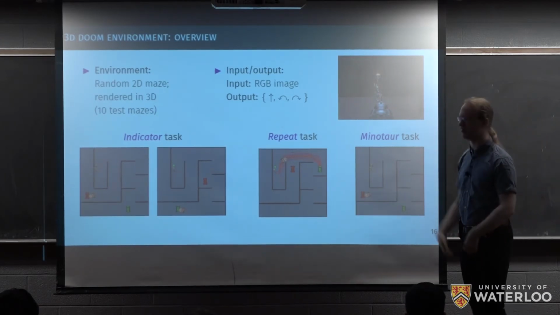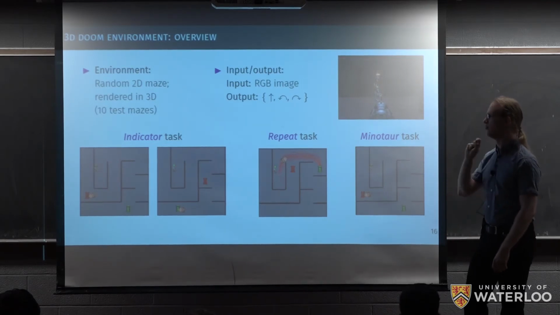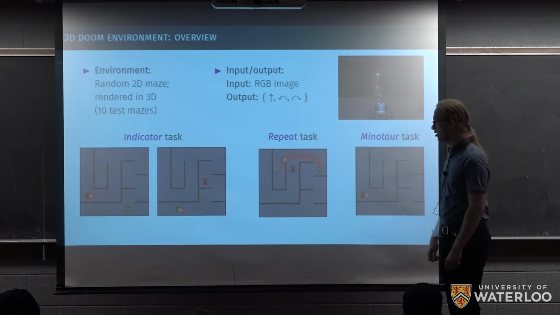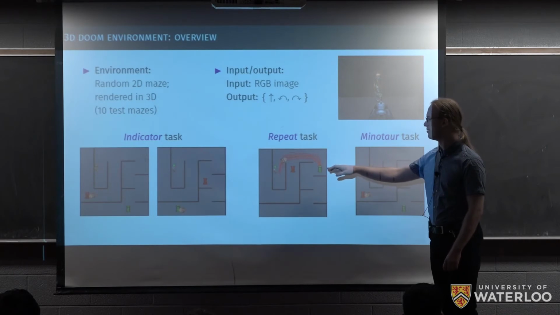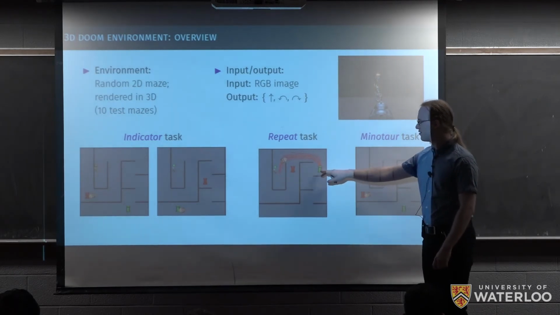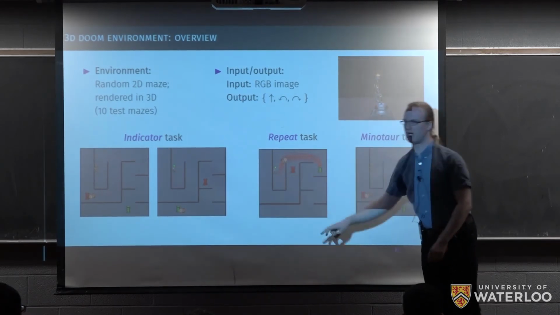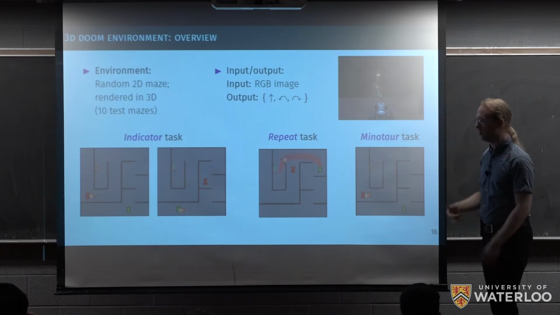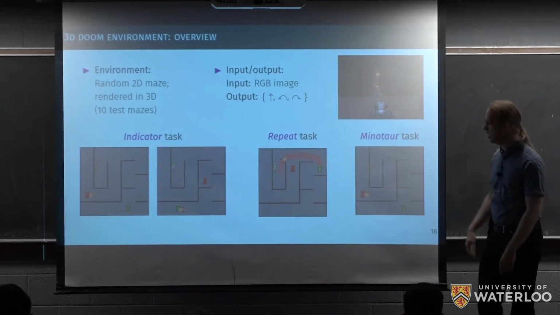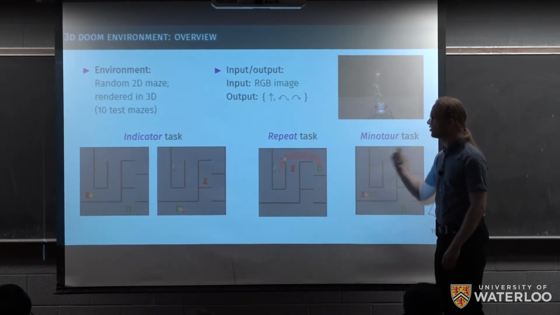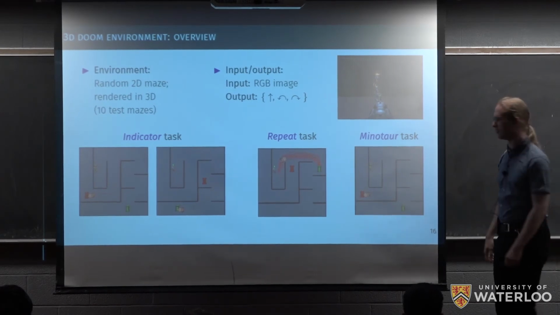The first task is, again, this indicator task that I already talked about, where a signal at the very beginning tells the agent which goal it has to look for. Then we have this repeat task, where once the agent finds a goal, it's reset to the beginning and has to find the goal again. It has to do this under time pressure, so the episode is terminated after a fixed amount of time. If it is able to remember where it found the goal, then it should be able to do this fairly quickly.